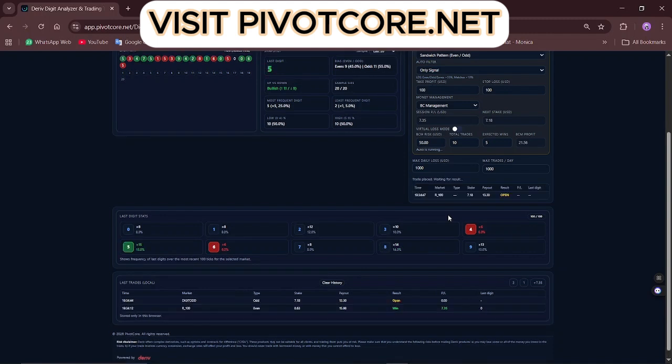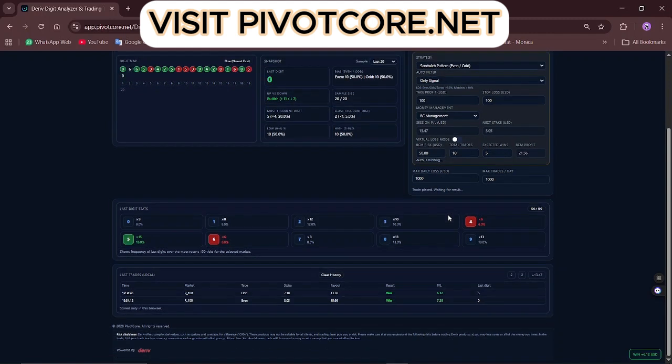Before we jump into the trades, let's talk about why PivotCore is becoming so popular. This isn't just another bot. It's a streamlined interface that connects directly to your Deriv account. It's built for speed and precision.